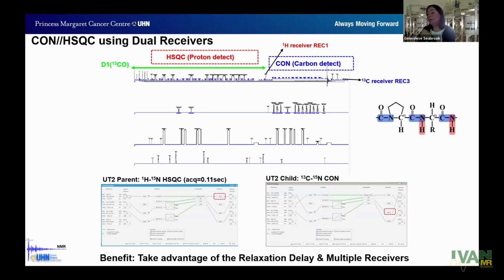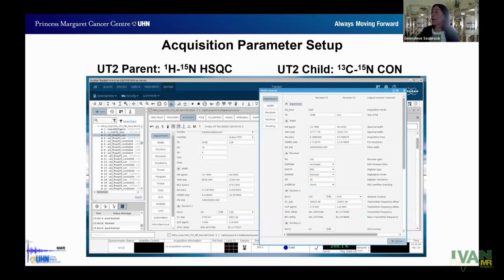So why do that? Well, the advantages are that you take advantage of the relaxation delay. That's one advantage, and also multiple receivers. You might as well use them if you've got them in your console.